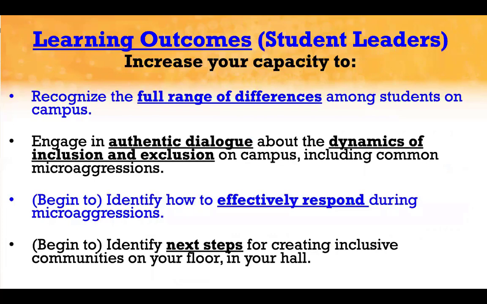I also used to do a lot of work with student leaders. And in this case, these were resident assistants, the RAs on a college campus. Now this was a half day because you notice there aren't that many. But it's still a full range of differences, authentic dialogues, inclusion, exclusion, how do you respond? But the last one was a little different. Next steps, create inclusive communities on your floor, in your hall. So I really wanted to get it very specific for them in their job responsibility. That can increase their desire to pay attention if they know that their leaders are going to be holding them accountable for really applying this information.